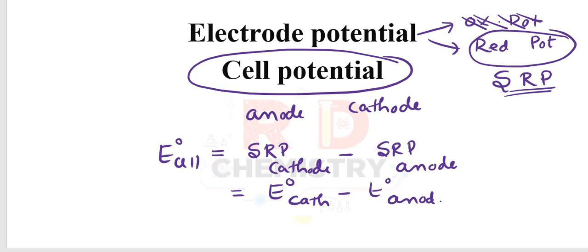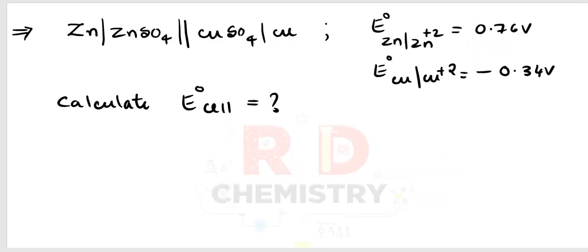Okay, let's see one problem now. Read this question. Zinc is in contact with zinc sulfate. The double vertical line represents the salt bridge. Copper sulfate is in contact with the copper. Then they have given E naught of zinc becoming zinc 2 plus, and copper becoming copper plus 2. They are asking for E naught cell.